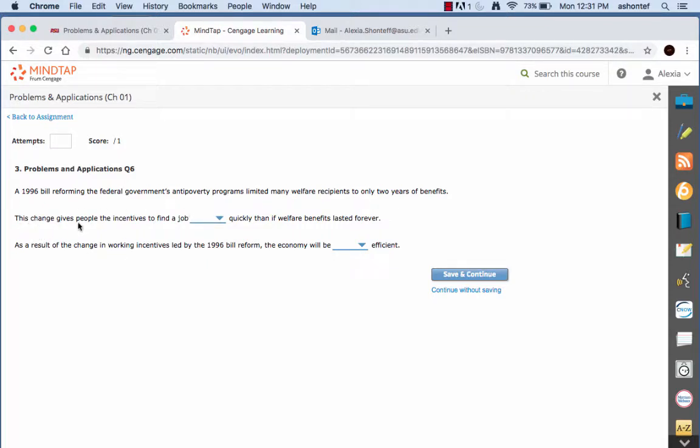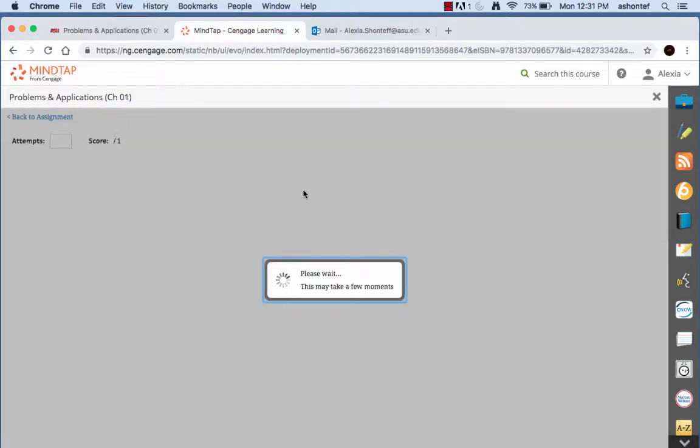So this says, this change gives people the incentives to find a job either more quickly or less quickly than if welfare benefits lasted forever. I think you can answer that. And then the next one says, as a result of the change in working incentives by the 96 bill reform, the economy will be more efficient or less efficient? Again, I think you can figure that one out yourself, and I'm going to continue on.